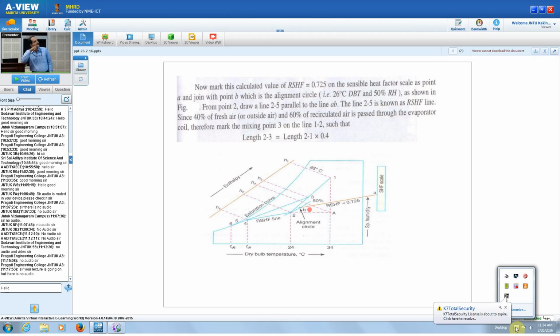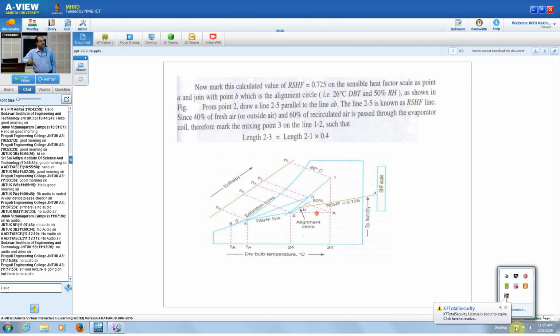It is given, which is the alignment circle, 26 degrees and 50% RH. So that is point B. Now, you join this A and B. Right? Exactly. Join A and B.